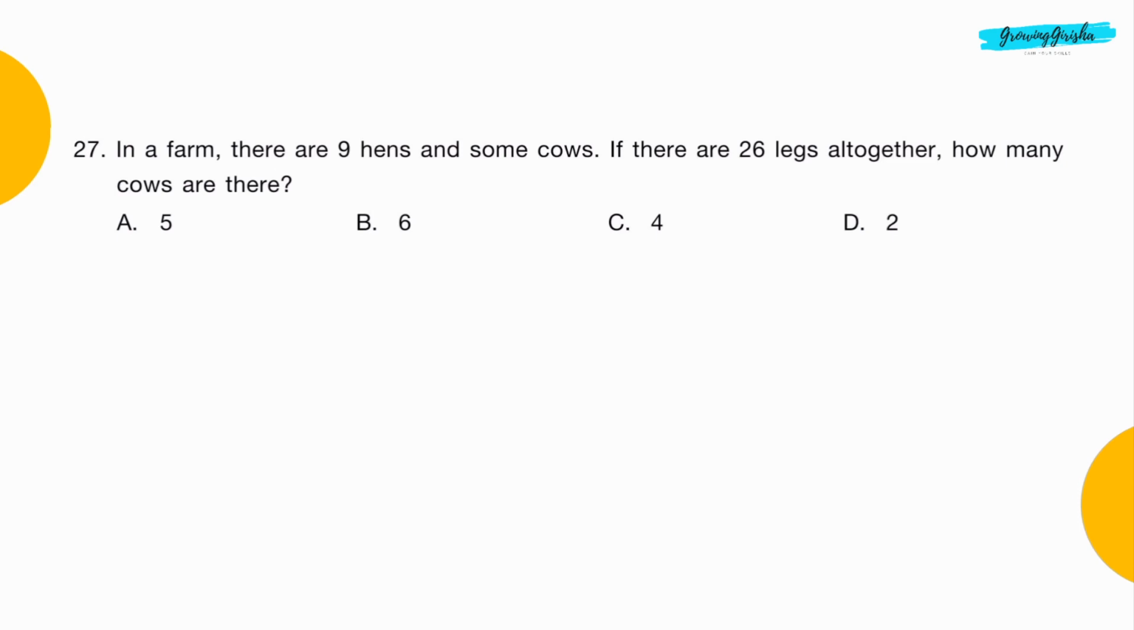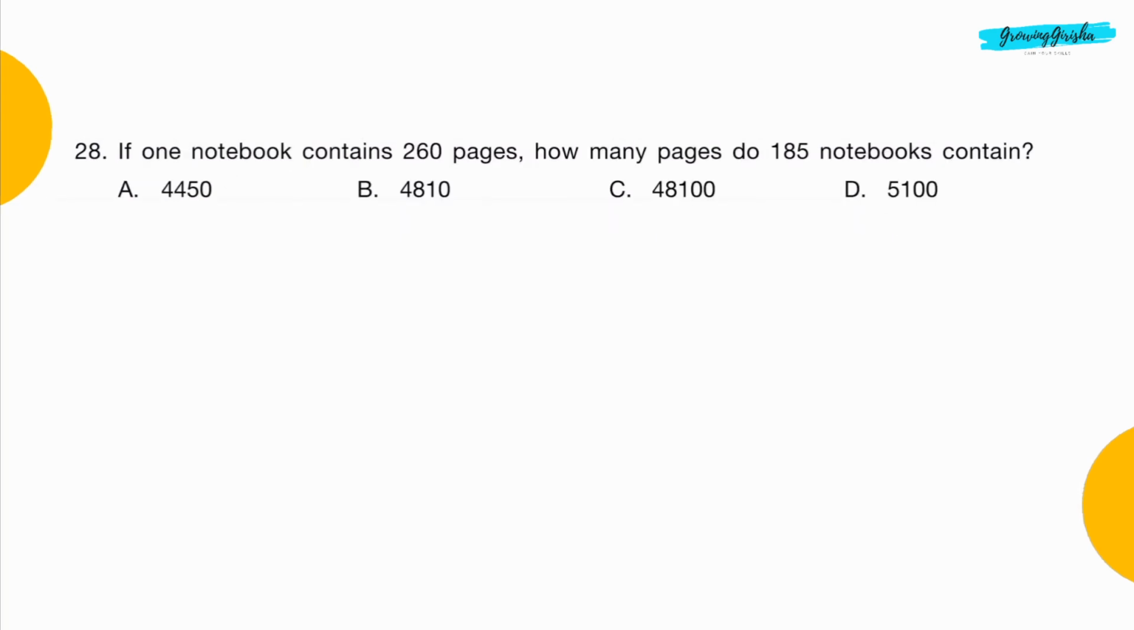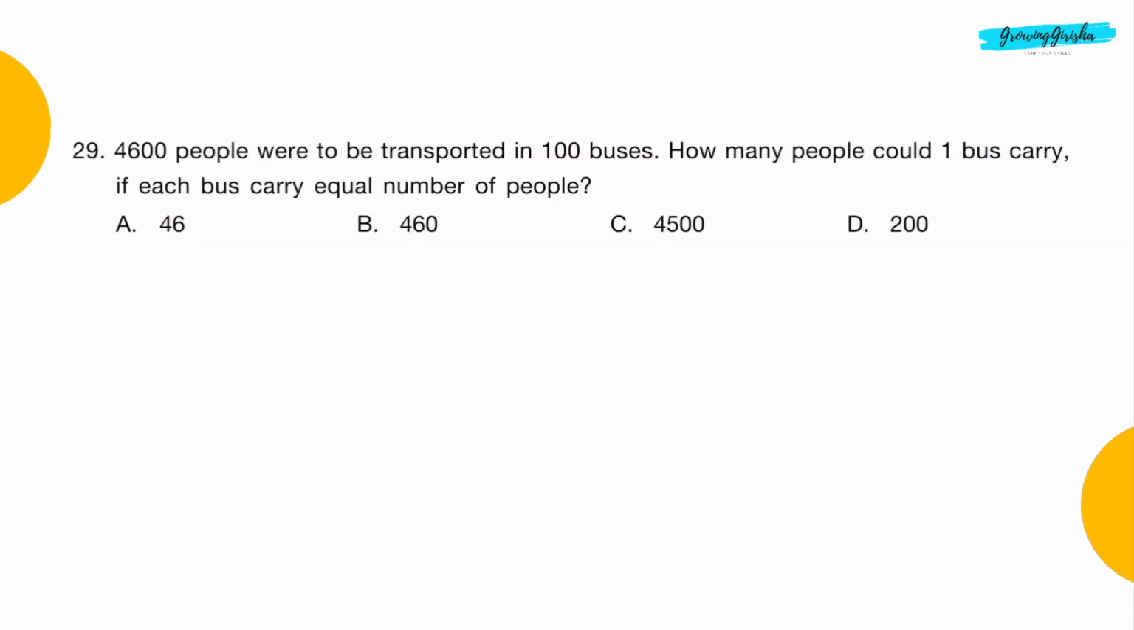Question 27. In a farm, there are 9 hens and some cows. If there are 26 legs altogether, how many cows are there? Question 28. If one notebook contains 260 pages, how many pages do 185 notebooks contain? Option C, 48,100. Question 29. 4,600 people were to be transported in 100 buses. How many people could one bus carry if each bus carries an equal number of people? Option A, 46.